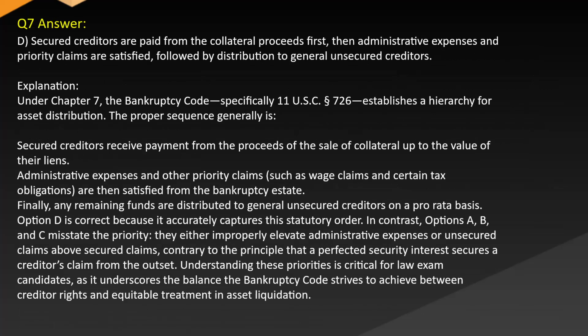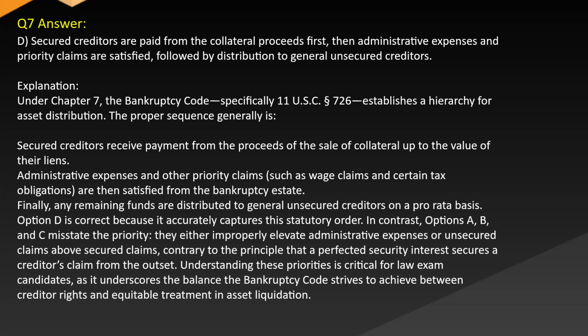Answer. D. Secured creditors are paid from the collateral proceeds first, then administrative expenses and priority claims are satisfied, followed by distribution to general unsecured creditors. Explanation. Under Chapter 7, the Bankruptcy Code, specifically 11 U.S.C. § 726, establishes a hierarchy for asset distribution. The proper sequence generally is: secured creditors receive payment from the proceeds of the sale of collateral up to the value of their liens.